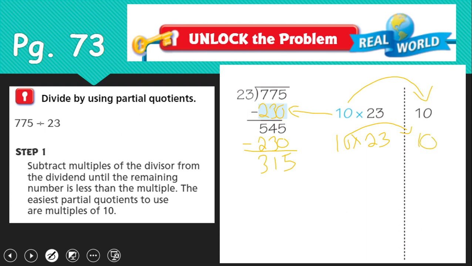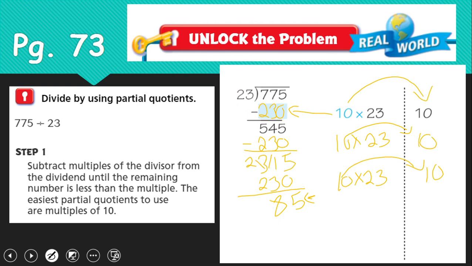We're going to do another 10 times 23, and we're going to take that away from 315. And we are left with 85. And don't forget to track that 10. All right, now we can't do another 10 times 23 because that's too large for the 85 we have here. So now we're going to multiply 23 maybe times 5. We're trying to get as close as possible.